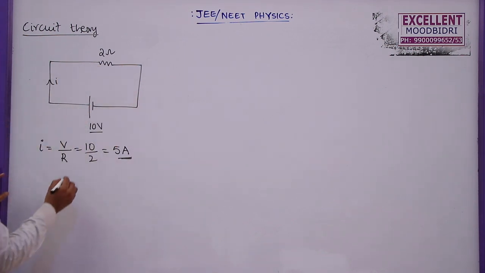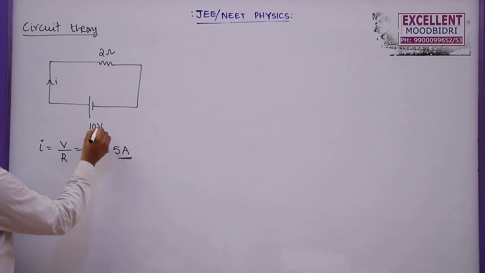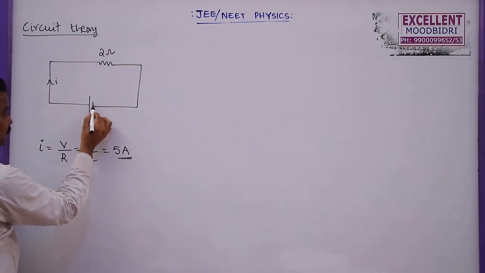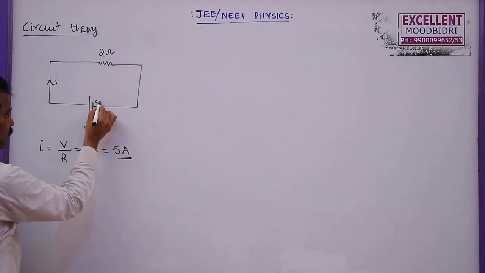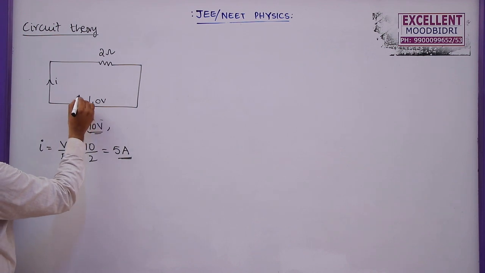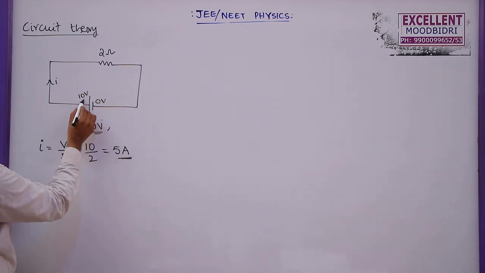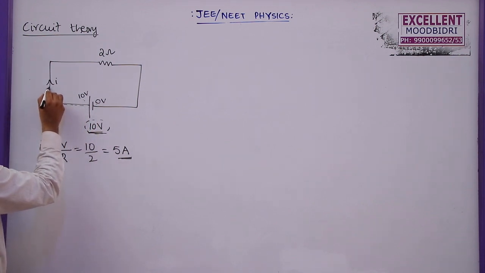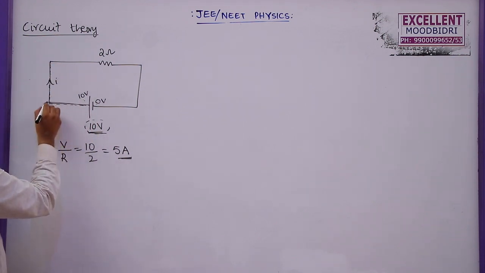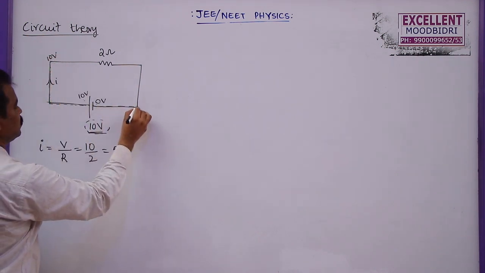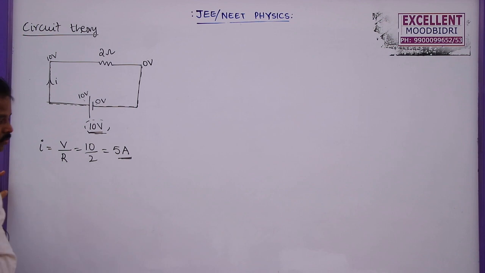The same thing, this is by using Ohm's law, but now you are using the cell theory. Now always consider the negative terminal of a battery as 0 volts, and the positive terminal 10 volts, such that the difference between these two is equal to this. As it is 10 volts, this end is also 10 volts, as there is no resistance in this path, and here this is 0, 0 volts.